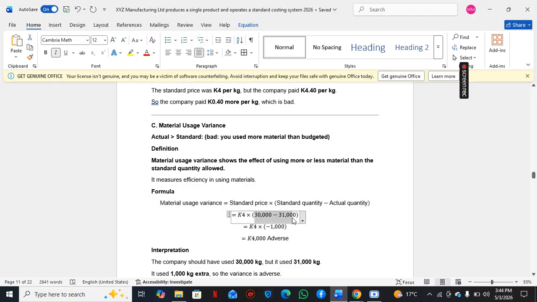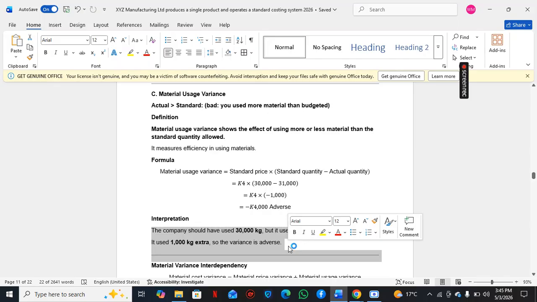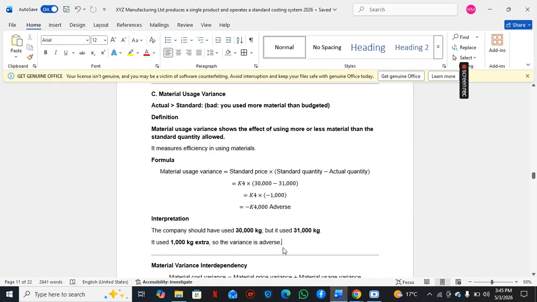So 30,000 minus 31,000 is negative 1,000. Negative 1,000 times 4 kwacha, negative 4,000 kwacha adverse. We are not being efficient. The company should have used 30,000 kg, but it used 31,000 kg, so it used 1,000 kg extra. So the variance is adverse. We used more than what we budgeted for.